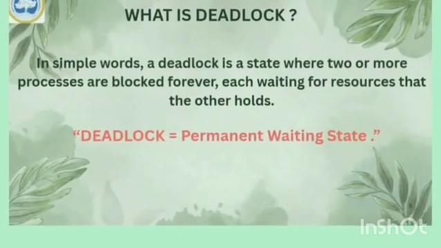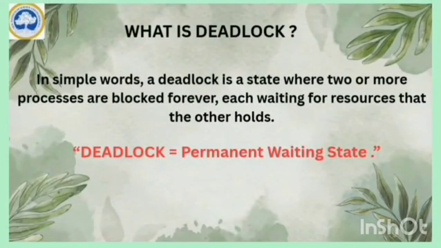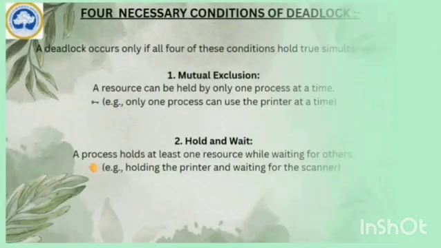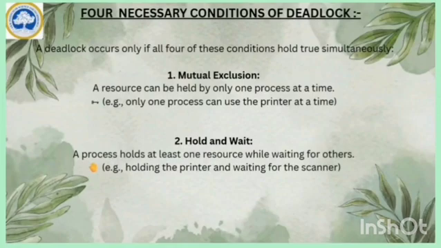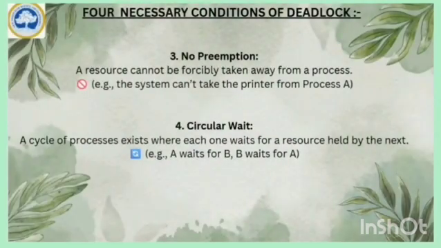In simple words, a deadlock is a state where two or more processes are blocked forever, each waiting for resources that the other holds. Necessary conditions of deadlock. First, mutual exclusion. A resource can be held by only one process at a time. Second, hold and wait. A process holds at least one resource while waiting for others. Third, no preemption. A resource cannot be forcibly taken away from a process. Fourth, circular wait. A cycle of processes exists where each one waits for a resource held by the next.